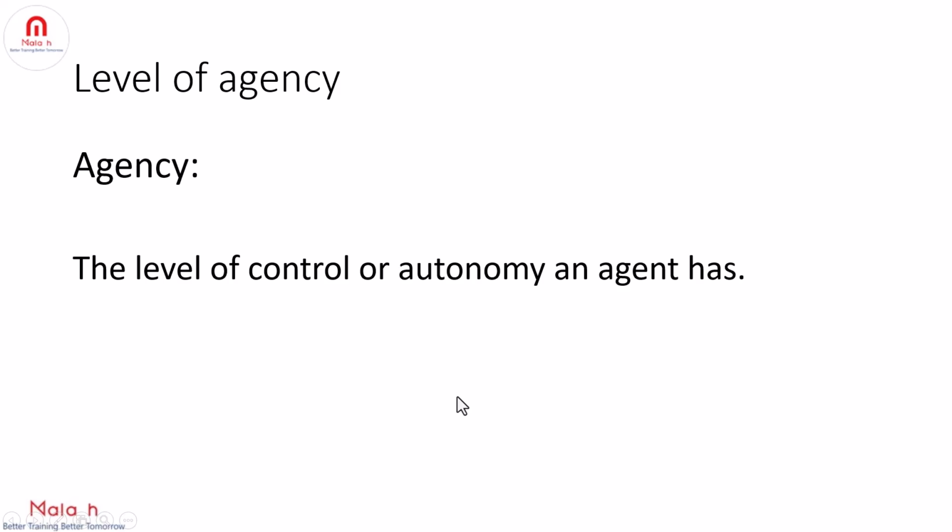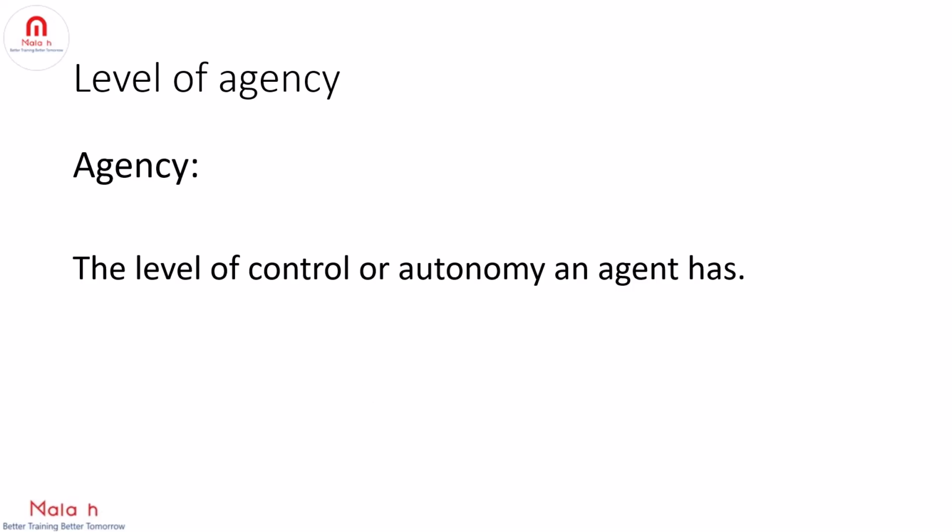Let's learn one other topic with the agents, that is level of agency. So how much level of agency should an agent have? The level of control or autonomy an agent has is called agency. In order to consider something as an agent, the basic requirement is it should use the LLM and also be able to use the tools.